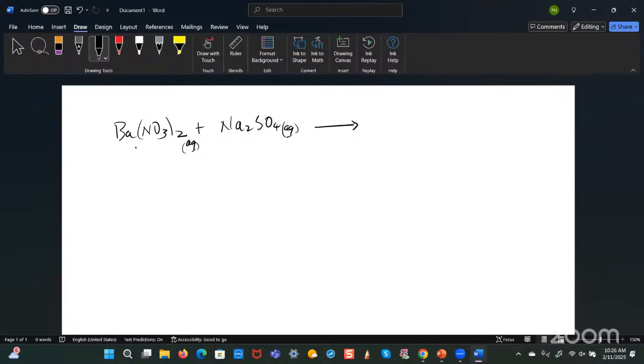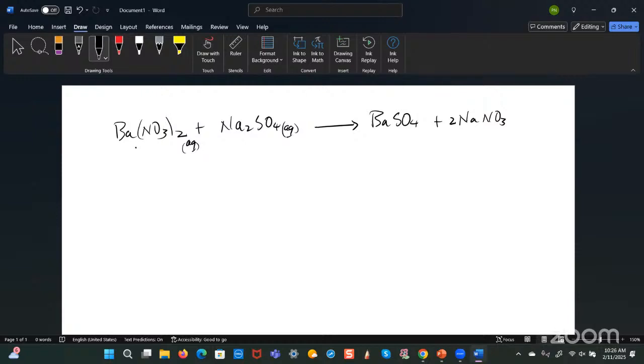So as I said before, it's a switching of the ions, right? So what will happen is that the barium will come together with the sulfate. So you have to figure out the formula for that result, and that would be barium sulfate, BaSO4, right? And then the sodium will come together with the nitrate to form sodium nitrate, right? And then we have to balance it. So to balance this, we're going to need a 2 here, and I think that's all you're going to need, all right?